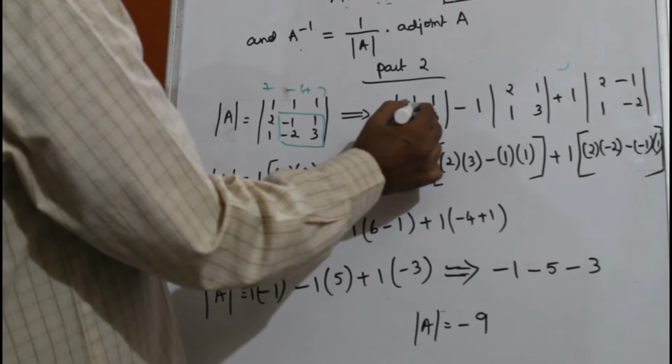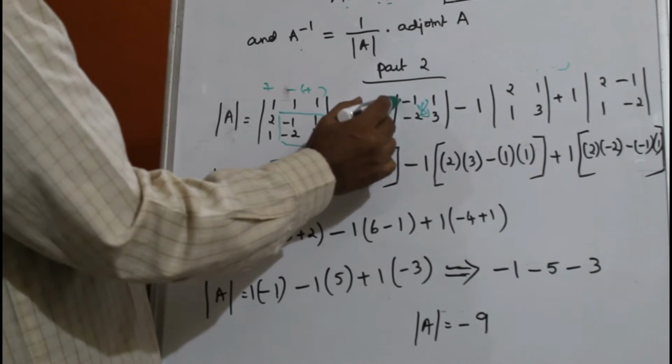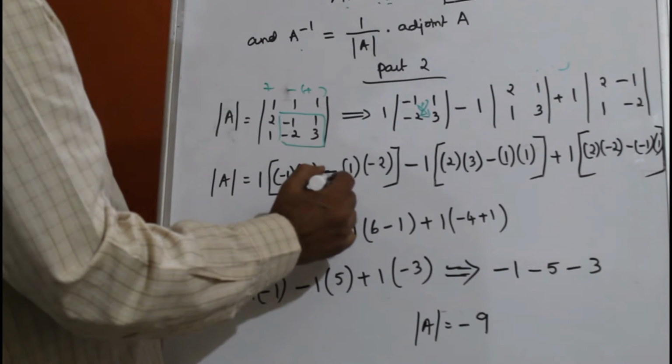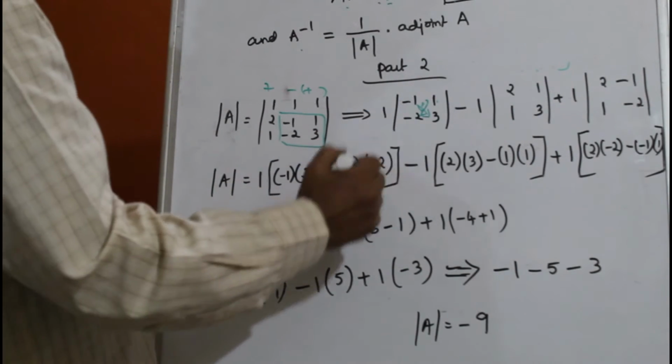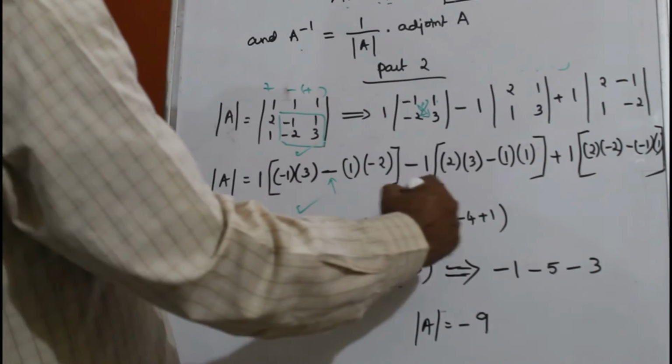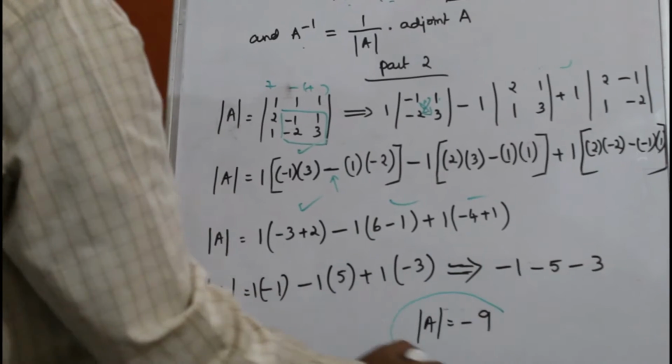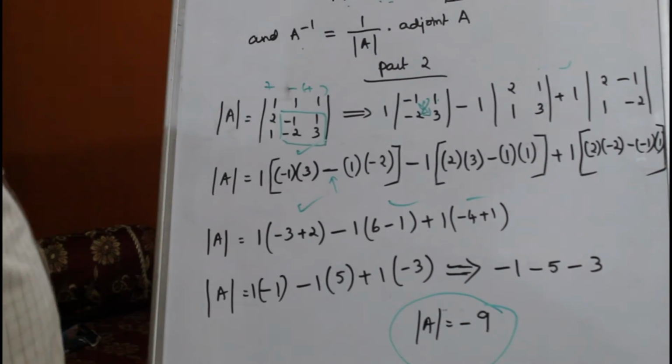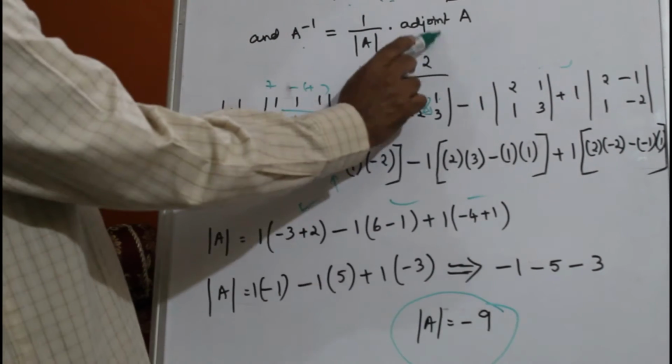While coming back you get a minus in the middle. So 1 into minus 1 times 3, minus in the formula, and 1 into minus 2. Like that you must do this and get it. And when you simplify, you get these numbers. And finally you get determinant A as minus 9. This is part 2.